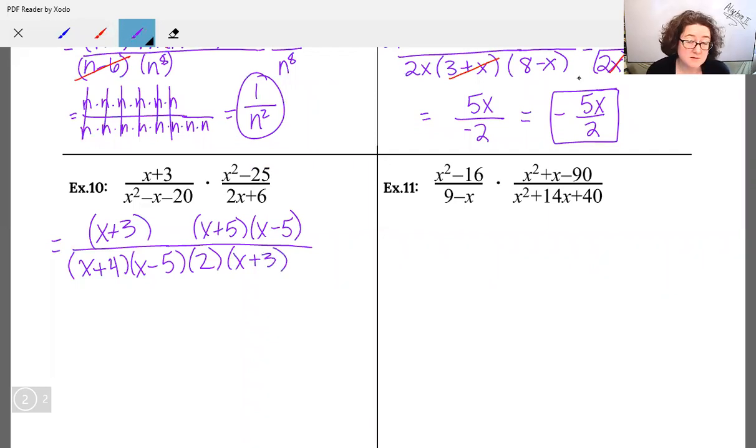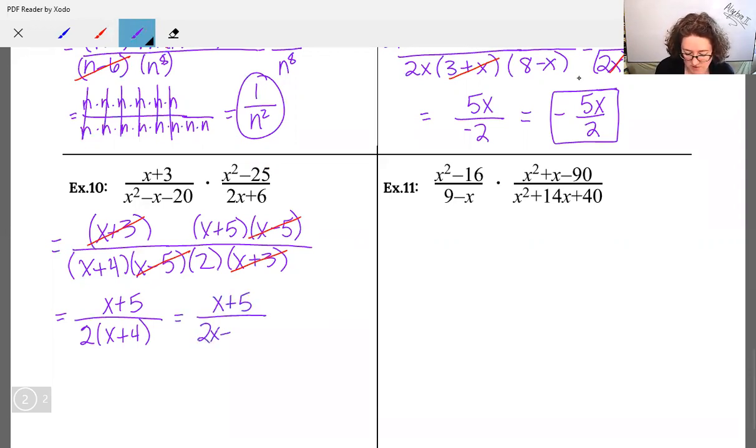And so now, I've got one in the numerator, one in the denominator. I can simplify out an x minus 5. I can simplify out an x plus 3. But what I have left in my numerator is an x plus 5. In my denominator, I have a 2 and an x plus 4. And again, depending on who's writing the problem, you might see it written like this, or you might see it written actually multiplied out in that denominator as a 2x plus 8. Either of these would be a correct answer.